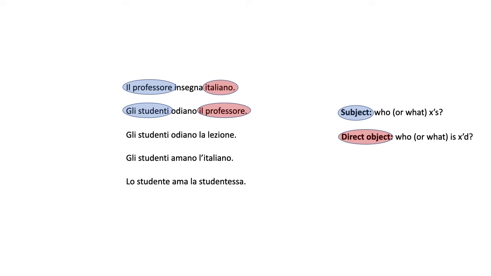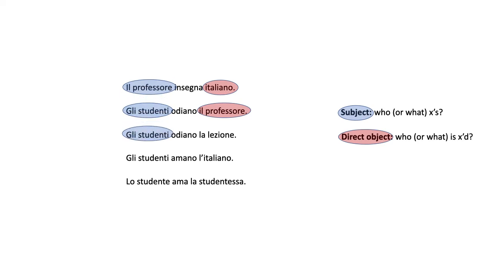I'm moving a little quickly here because I think that the previous lesson prepared us for this. Gli studenti odiano la lezione. The students hate the lesson. I know that is the case, even though I hope it is not. But let's look at the grammar. Gli studenti would be our subject again.